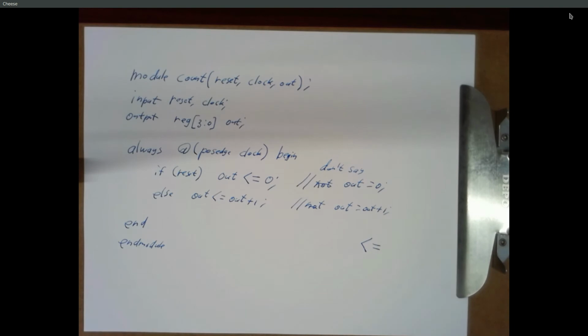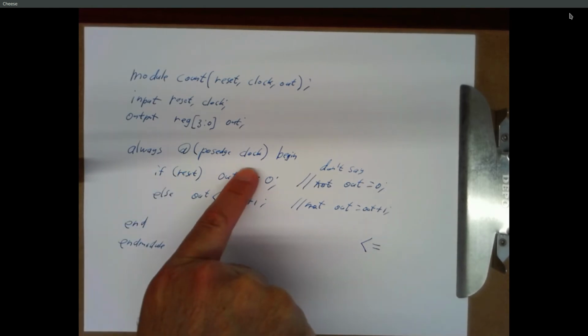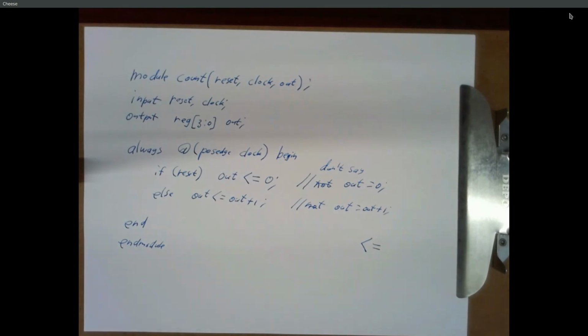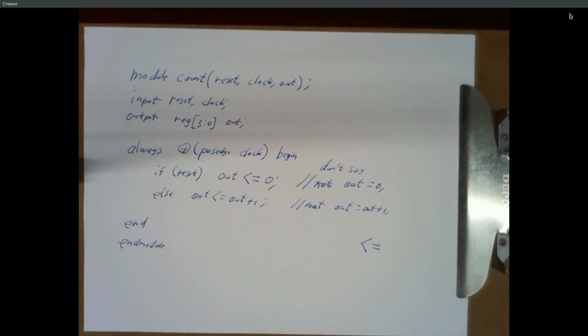So this is a positive edge triggered 4-bit counter with a synchronous reset. Synchronous means I can raise reset anytime I want, but it doesn't do anything until the clock ticks. So I can raise reset and drop it, and if the clock hasn't ticked, no reset happens. But if reset is true when the clock ticks, the counter will get reset to 0.